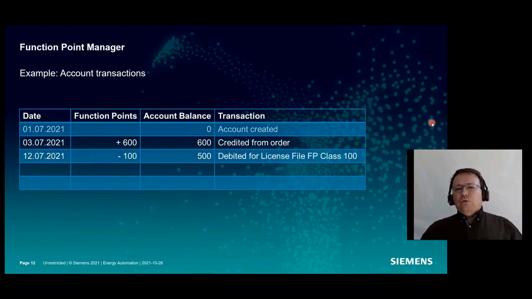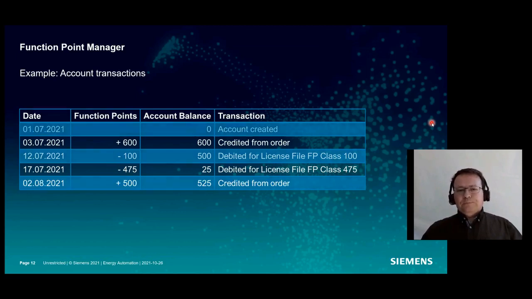Then you created license file, for instance, function point class 100. Your account balance will be 500. Then you create the next license file with function point class 475. Your account balance will be just 25. Now it's time to create a new order. And if you would now order 500 function points, then you would have a budget of 525. That's a simple principle how account transactions work.